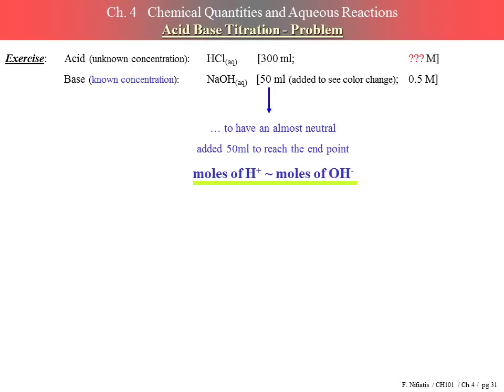What does it mean that the color just changed? It means that the color just turned from clear to pink. It means that at that point the number of moles of the hydroxides is equal to the number of moles of the protons that we had at the beginning.